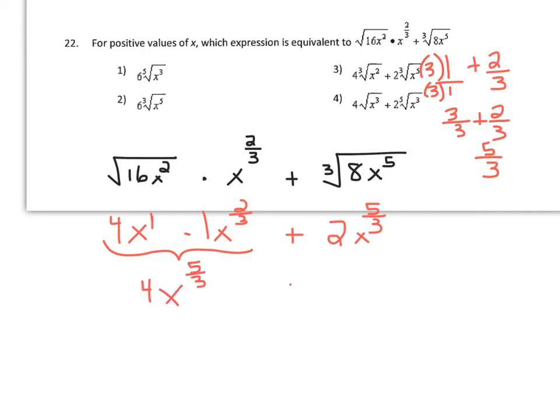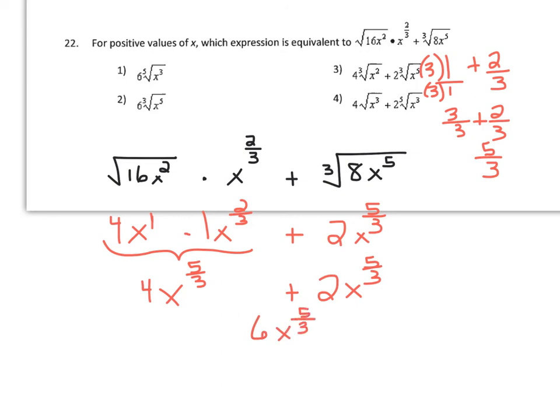Okay, now let me bring down the plus 2x to the 5/3. Actually, look at this. This worked out. In order to add, you have to have like terms. And look, we do. Now that these x's have the same exponent on them, they're like terms, so we can add them together. If you have 4x to the 5/3 plus 2x to the 5/3, you just add the number in front. So that would give us 6x to the 5/3.